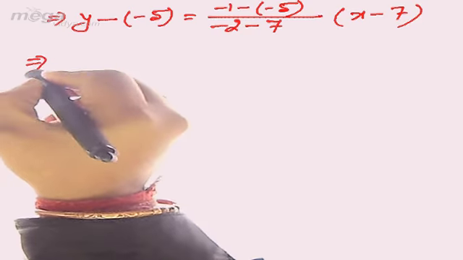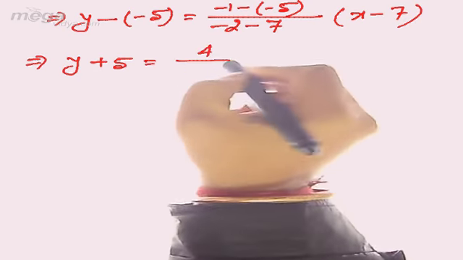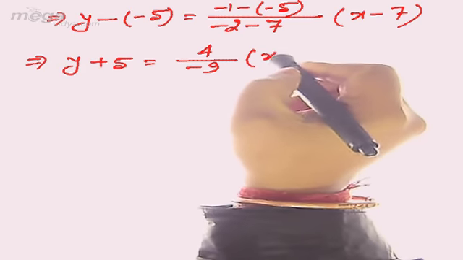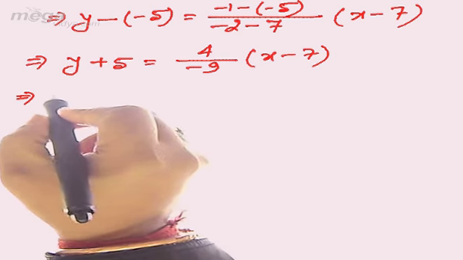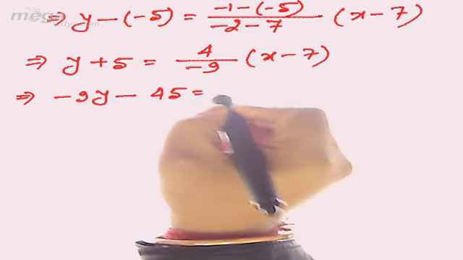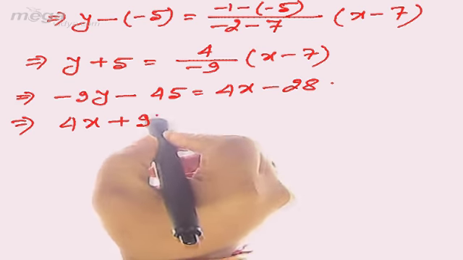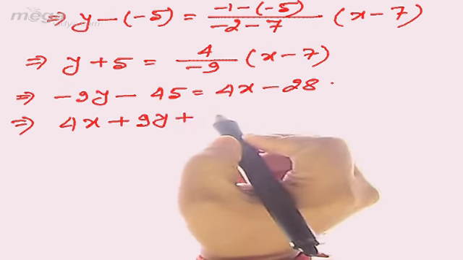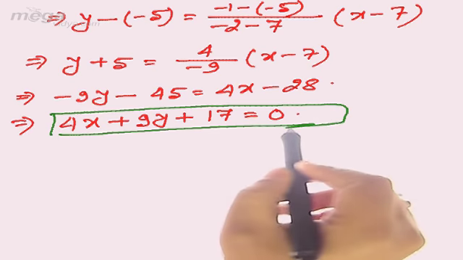And now we will simplify. It becomes y + 5 = -4/-9 × (x - 7). So we'll transfer -9 to the left side. It becomes -9y - 45 = 4x - 28. And hence the equation of the median will be 4x + 9y + 17 = 0. So this is the answer.